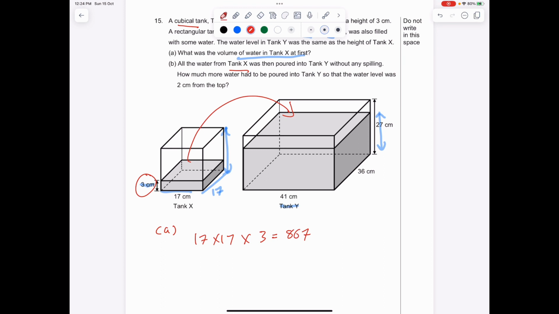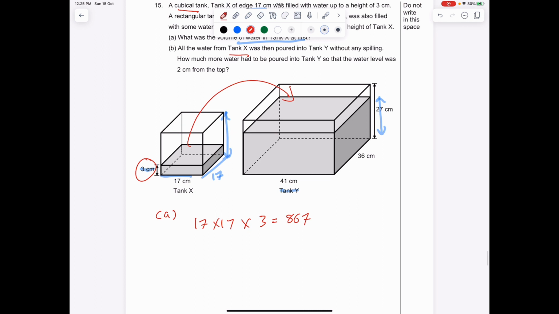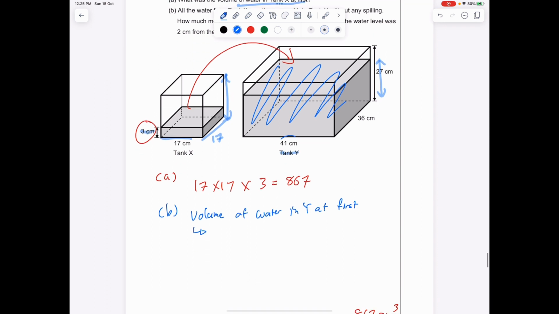Okay, so this is really a little bit complicated, but let's attempt it. The first thing we need to find out is what was the volume of water in tank Y. What is this volume of water? To do that, we will take the volume of water in Y at first. It would be 41 times 36 times 27.